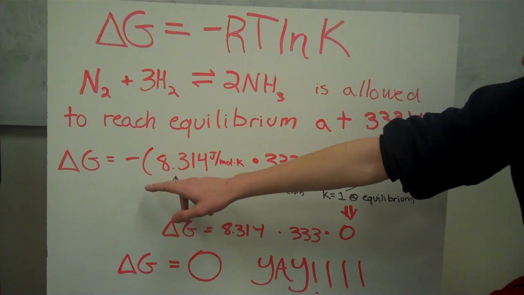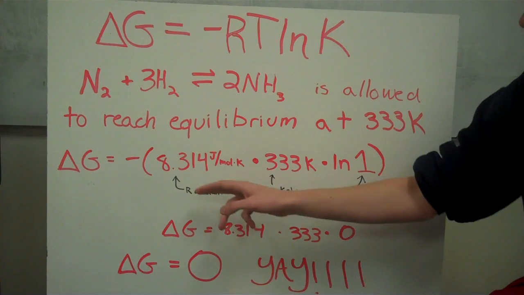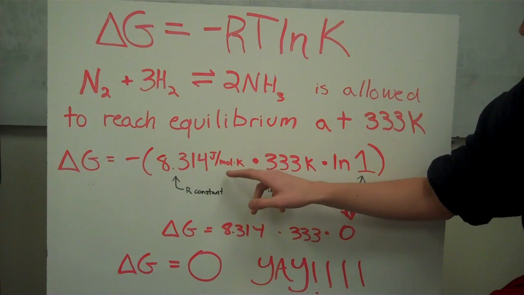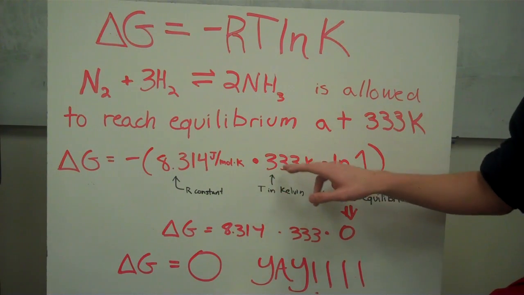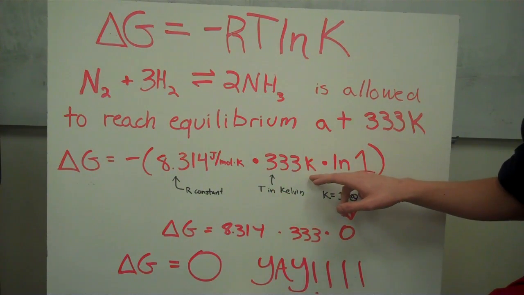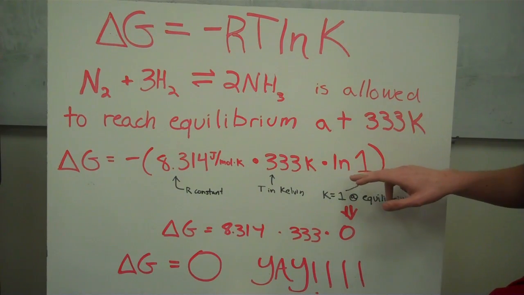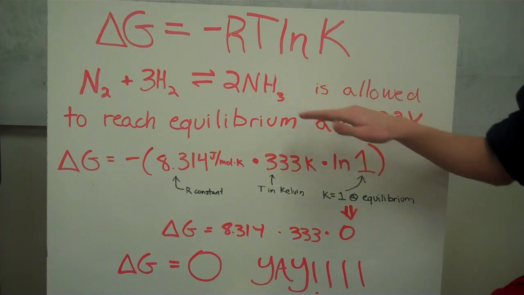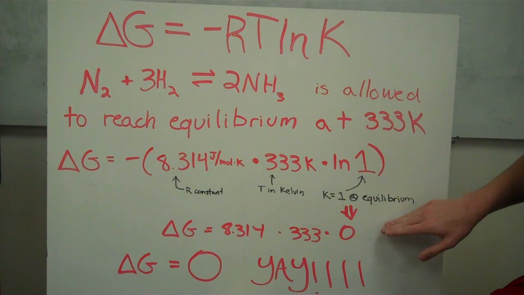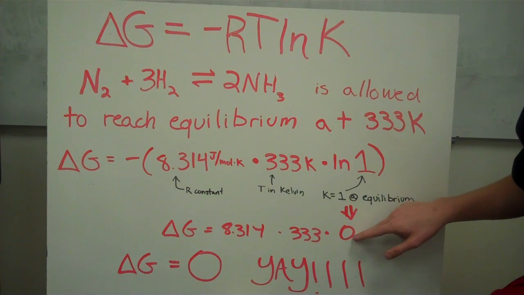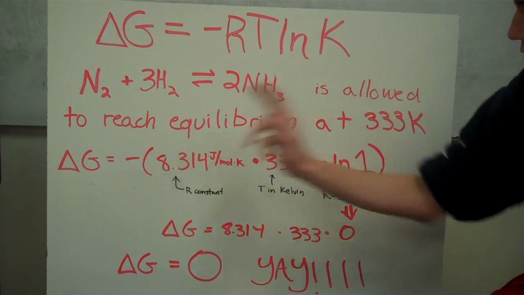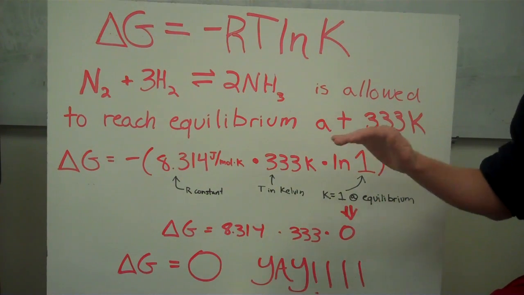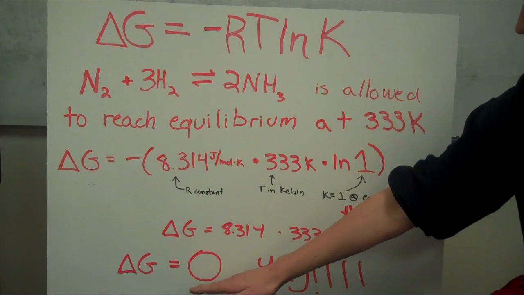We know that delta G is equal to negative, well, if we use the right R value, 8.314 joules per mole Kelvin times 333 Kelvin times the natural log of 1. Now we know our K value is 1 because our reaction has reached equilibrium. Now the natural log of 1 is 0. So 0 times all the other numbers will just give you 0. So we know that at any equilibrium, delta G is always 0.